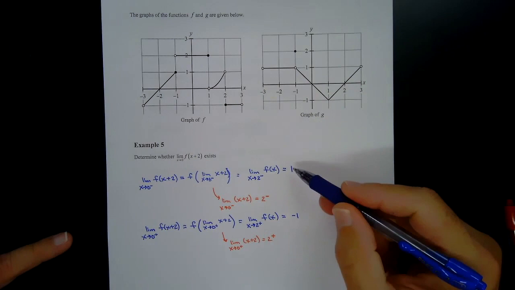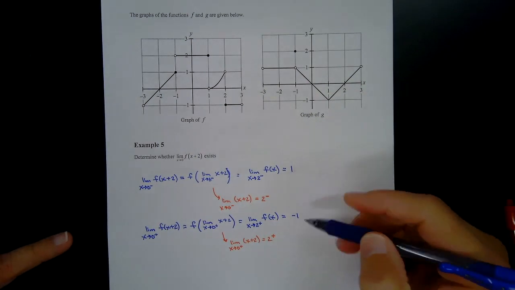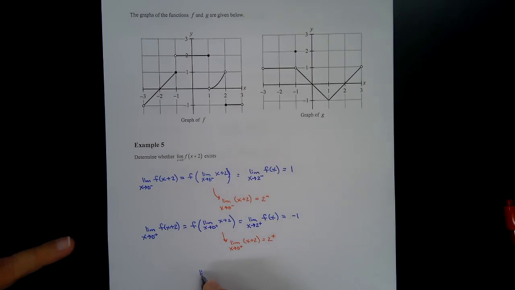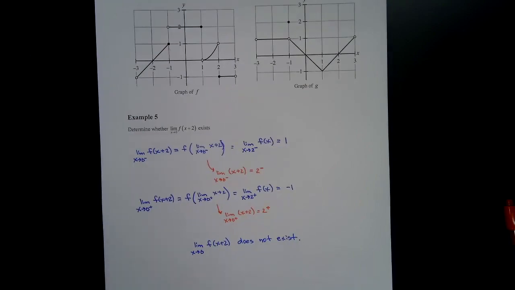And those aren't in agreement. They're not the same number. So what does that mean? That means this doesn't exist. So the limit as x approaches 0 of f of x plus 2 does not exist.